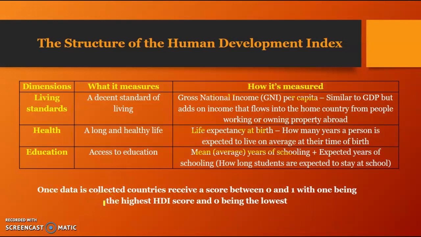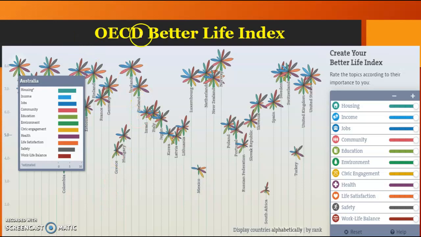Once data is collected, countries receive a score between 0 and 1, with 1 being the highest HDI you can receive and 0 being the lowest. And the last one, the OECD Better Life Index, basically what they do is they measure progress across 11 different categories. So we look at the quality of housing, income, jobs, community, education, etc. And then they track every country based on how they're going across those 11 different dimensions. You can change the weighting for each one depending on what you think is more important. So at the moment, they're all evenly weighted, but you could move the cursor so community has a smaller weighting if you don't think that's as significant.